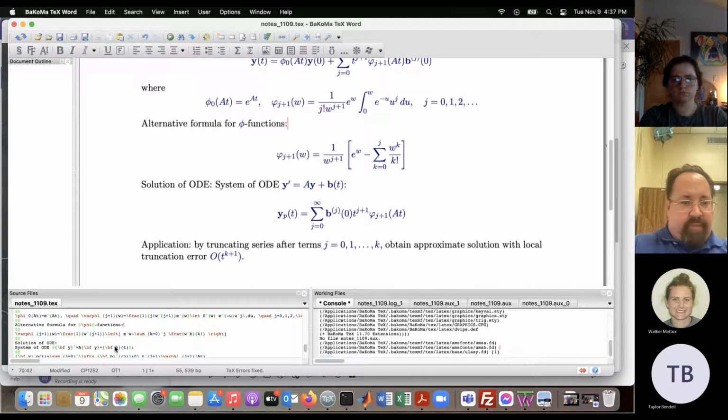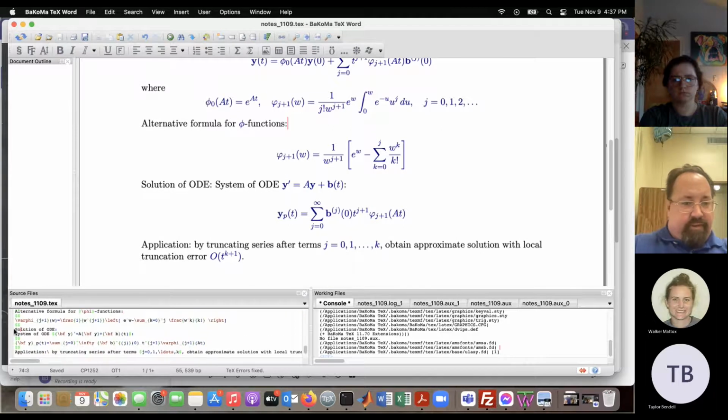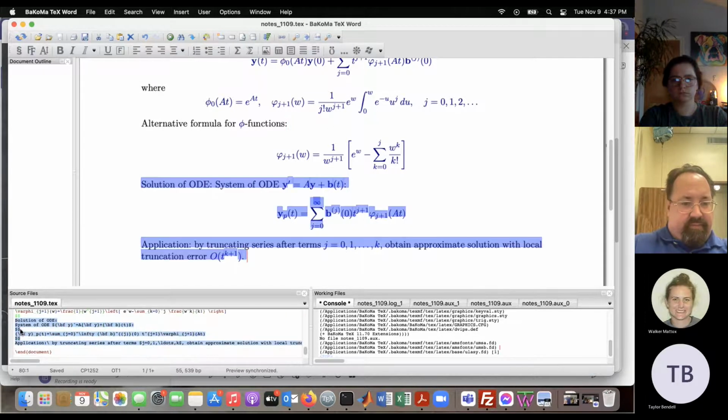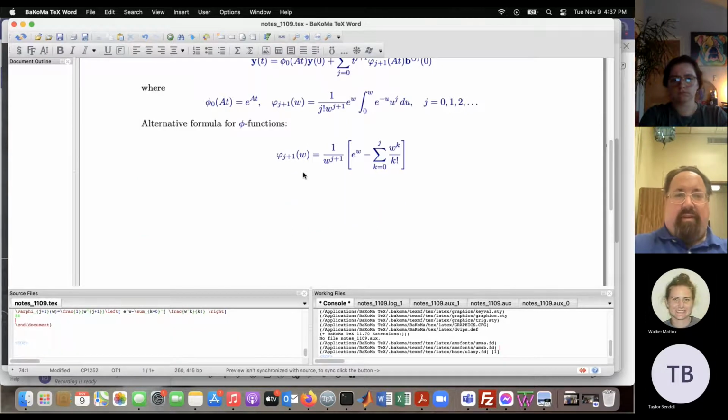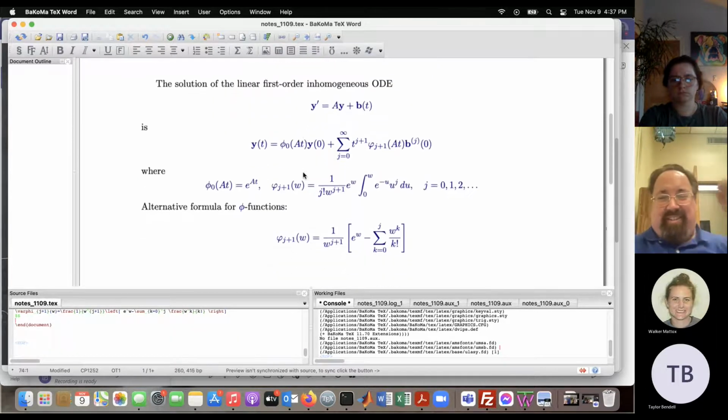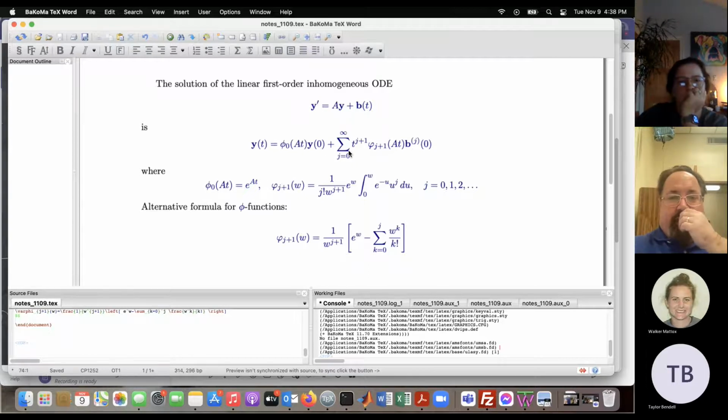Okay. So now I can get rid of the rest of the stuff. Sorry, big mess to clean up, but now it's cleaned up. So we have a system of linear first order ODEs. Then here's the solution in terms of φ functions.